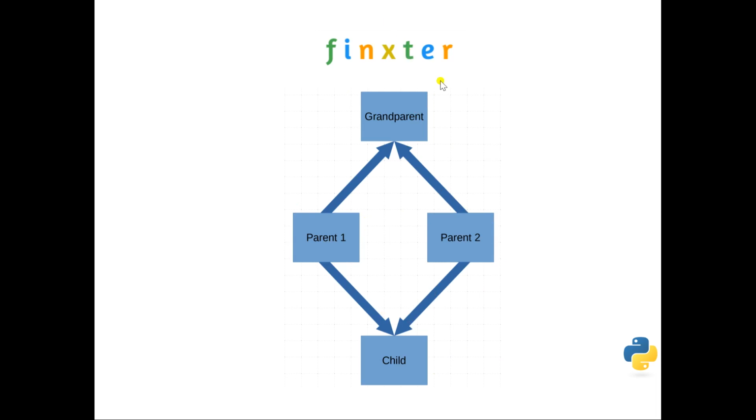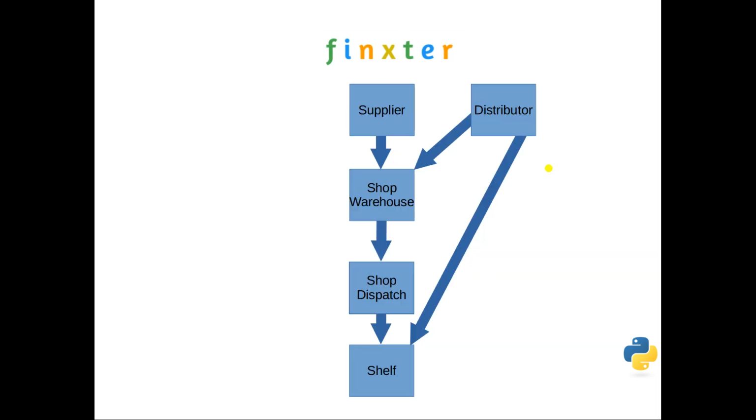So let's look at a slightly more difficult problem now, and one that will cause us an error. Continuing on the shop theme, we will have some code that has a supplier class. Then that flows to the shop warehouse, and within the shop warehouse there's a dispatch department, and then they can dispatch out to the shelves.